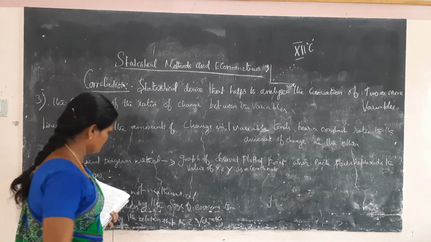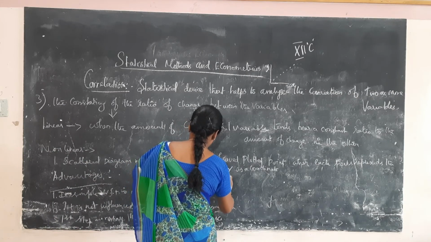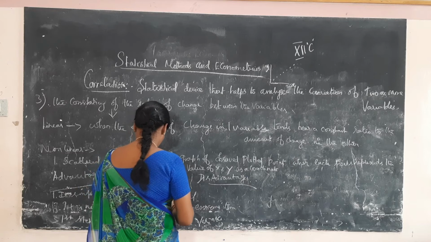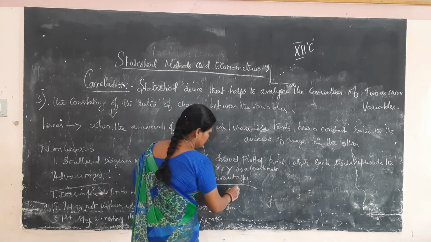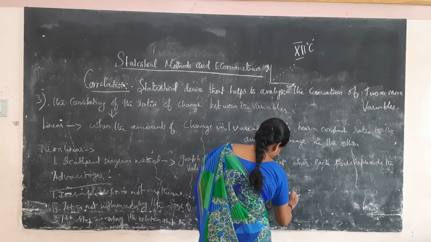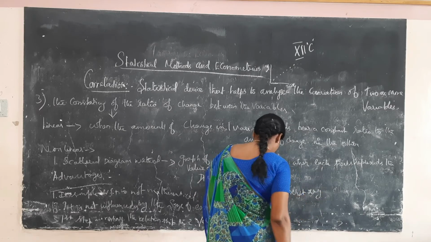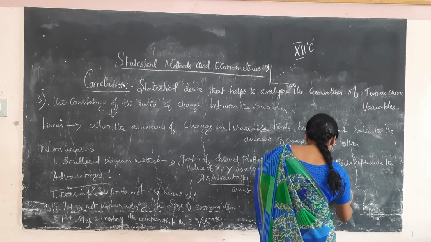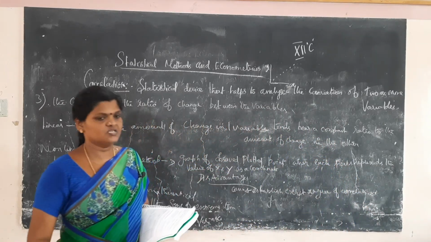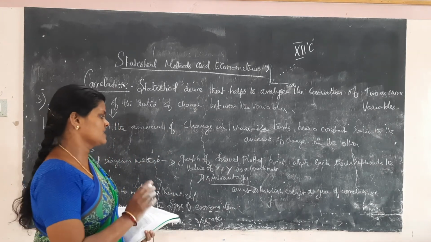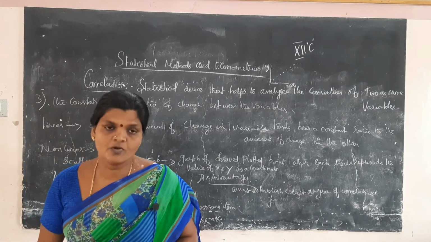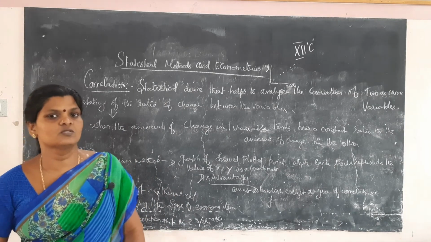Disadvantages: it cannot establish the exact degree of correlation between the variables, but it provides the direction of correlation and depicts whether it is high or low.